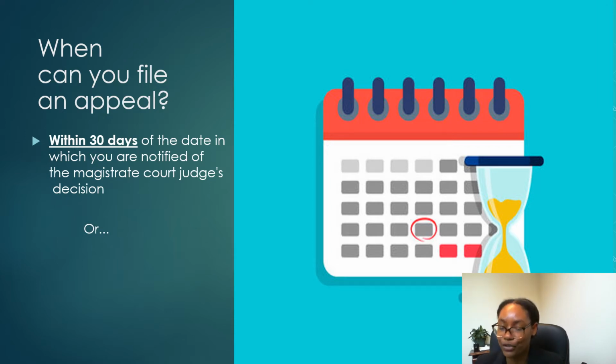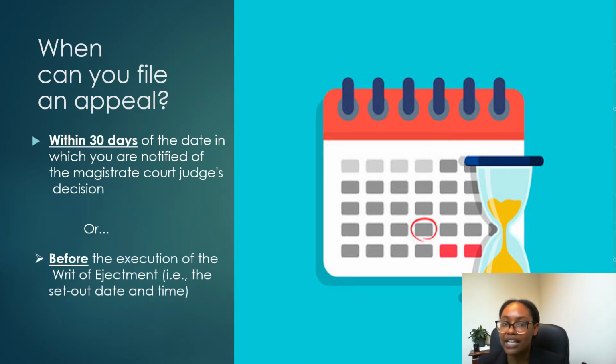You may not have the 30 days before a writ is executed, and so you would file an appeal to the Circuit Court before the execution of the writ of ejectment. So before the set out date and time that is on the writ of ejectment, if you were served, and if you want to stay, you just need to make sure that you file the appeal before you have to vacate the property.